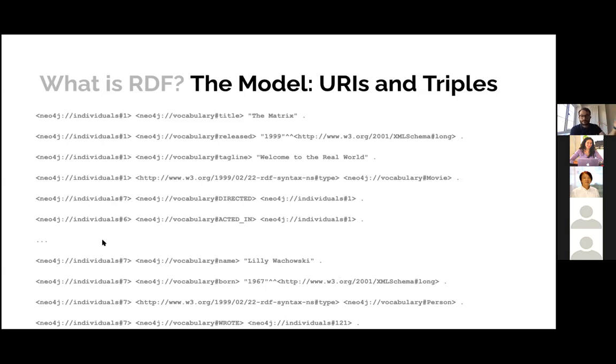We see that there are other nodes, other resources that are also connected to the matrix. In this case, individual 6, I don't know who that is, probably one of the actors. But you see that there is a way of expressing exactly the same information that we had in the property graph, but in the form of triples. And this representation that you see, which is essentially a sequence of triple after triple in a text-based format, is what's called the N-Triples format. So it's one of the possible serializations of RDF.